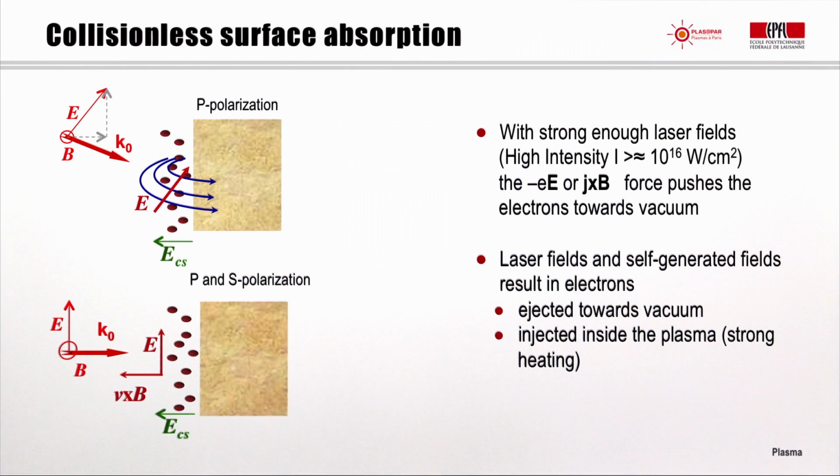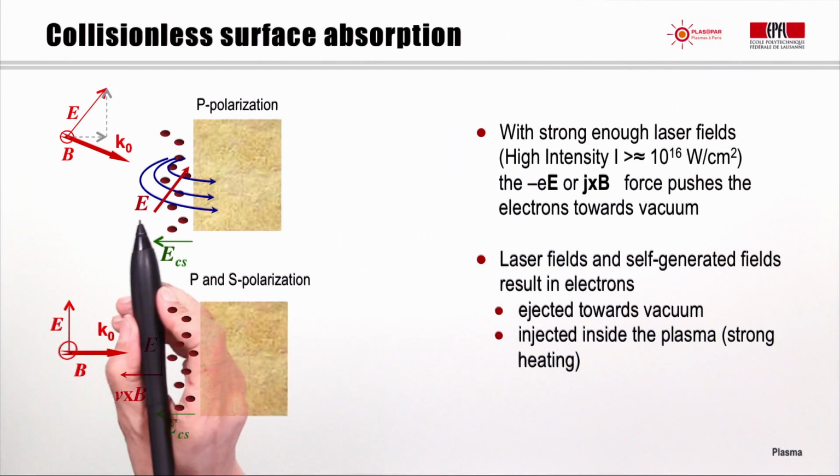Let us consider an electromagnetic wave impinging on a very dense plasma. The wave will penetrate a little bit. The electrons are pushed and pulled by the electric field. In P-polarization, the electric field has a component parallel to the normal to the surface. For strong fields, this component can push the electrons of the plasma outside and then back again.